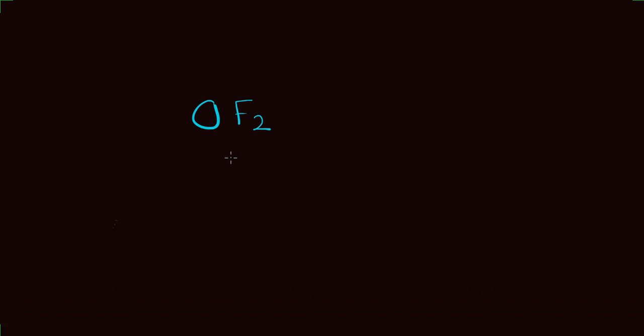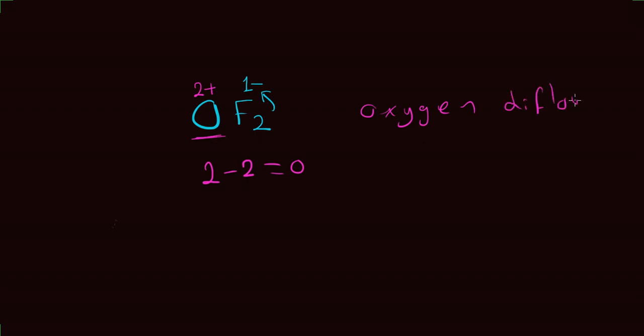If you see such a question, OF2, fluorine is always negative, so -1. So 2 multiplied by -1 is equal to -2. That's why oxygen here must be +2 to be 0. Now, what is the name of this compound? You say oxygen, because it's in the positive position here, difluoride. Good.